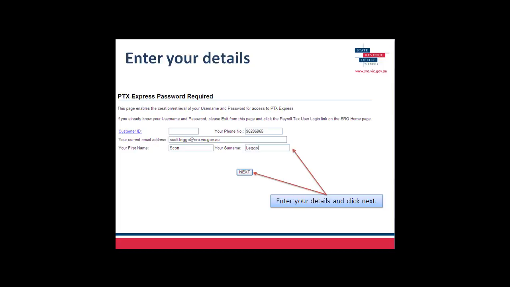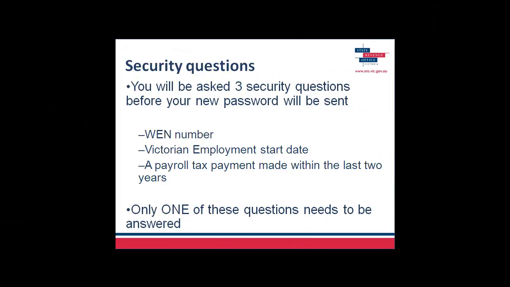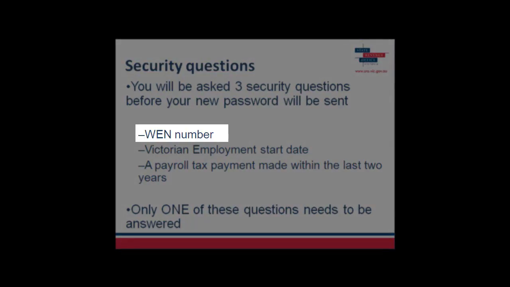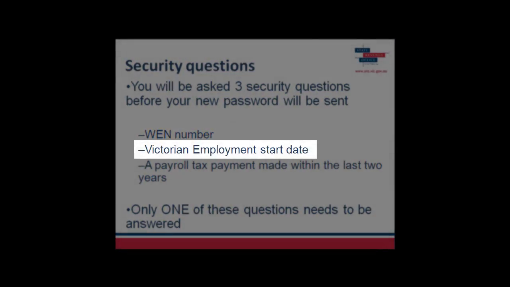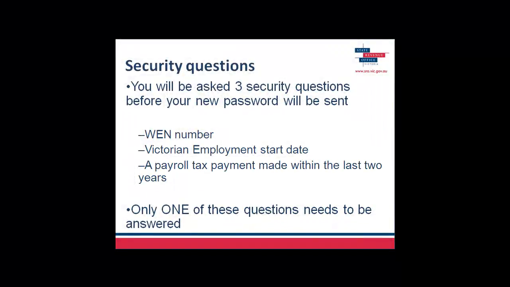Once you've entered those details, you just click the next button there. On the next screen, we haven't got a screen cap of this particular screen, but it will ask you for 3 security questions, and it will require that you answer just one of those security questions before the password will be sent. The 3 pieces of information that you can provide to enable the password to be sent are your WEN number, or your work cover employer number, your Victorian employment start date, or a payroll tax payment amount which has been made within the last 2 years. As I said, only one of those questions needs to be answered.